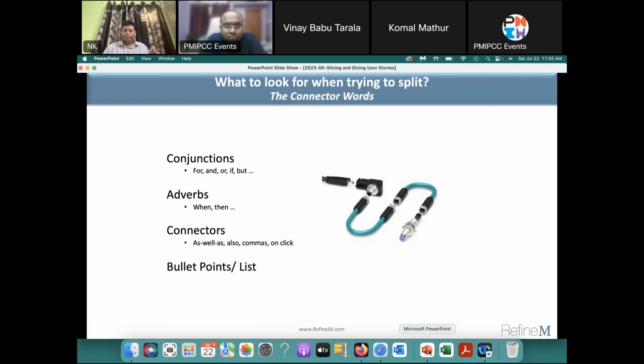And if you have bullet points in your story, each bullet point could be a separate story. So look for those bullet points. That becomes a way to split.